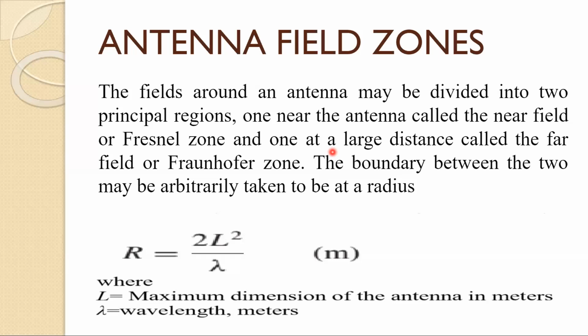So this is the boundary, the minimum distance, capital R equal to 2d squared by lambda. What is the d here, or L here? The maximum dimension of the antenna, which should be in meters.